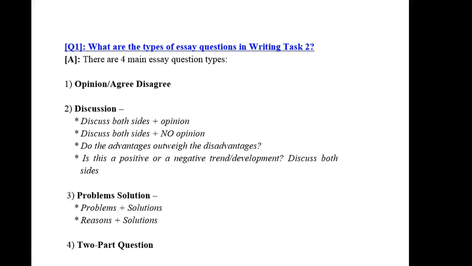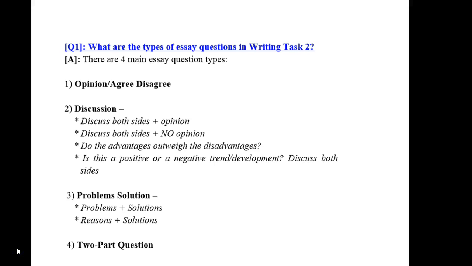So, how many essay question types do we have? In IELTS, we have 4 main types. The first type is called the opinion or agree-disagree, also referred to as the argument question.